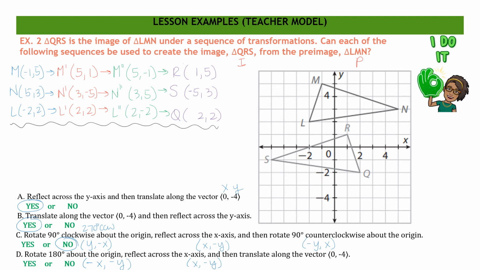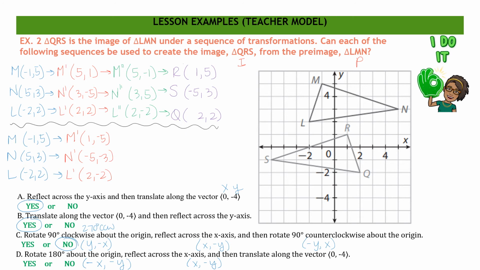So we're going to start out with the same points, M, N, and L, M being negative 1, 5, N being 5, 3, and L being negative 2, 2. And we're going to apply our first rule. So 180 degrees for M prime, I'm taking both opposite for x and y, so that's going to be 1, negative 5. For N prime, I have negative 5, negative 3. And then for L prime, I have 2, negative 2.